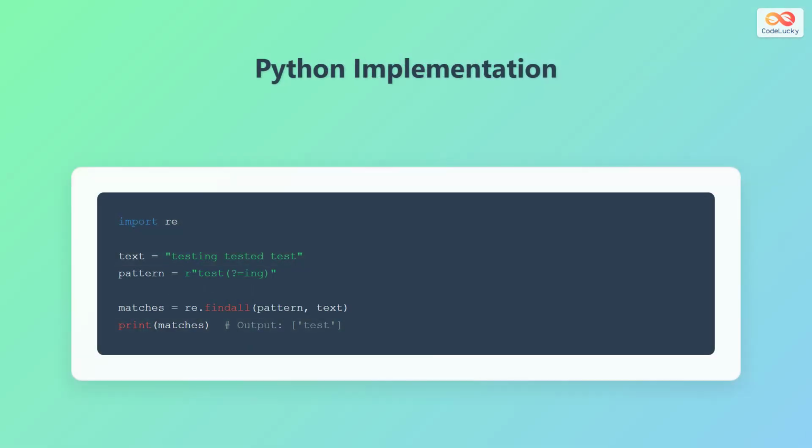Here's how you might implement this in Python. First, import the re module. Define your text. For example, "testing tested test". Next, define your pattern using a raw string. It would be r"test(?=ing)". Use the findall function from the re module to find all matches of the pattern in the text. Finally, print the matches. The output will be a list containing only test, because it only matches the test in testing.